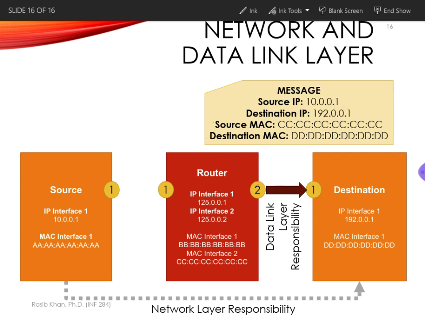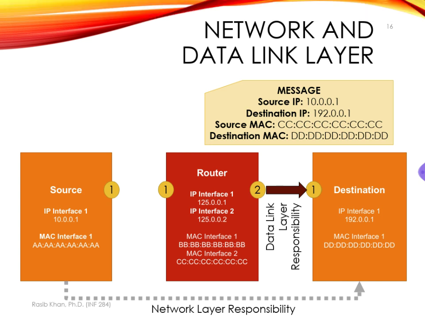So eventually, the message reaches the destination through a combined effort of the network layer and the data link layer. The network layer guarantees the end-to-end delivery of the message from the source to the destination, whereas the data link layer is responsible for the transfer over direct connections, between the source and the router, and then from the router to the destination.